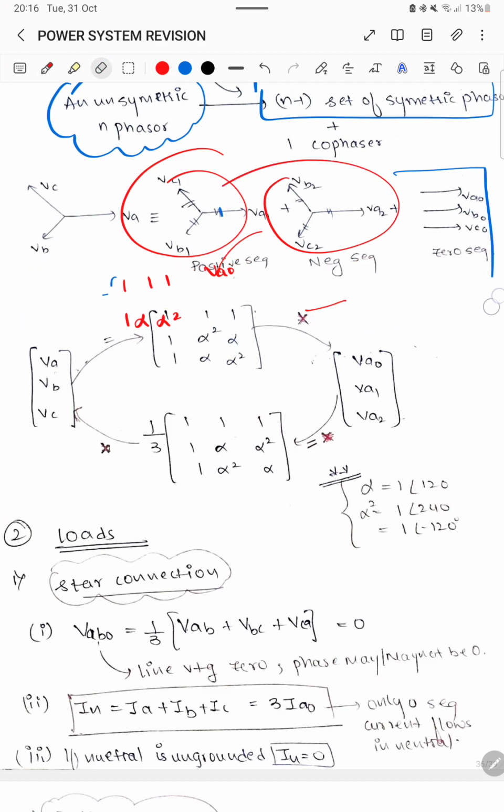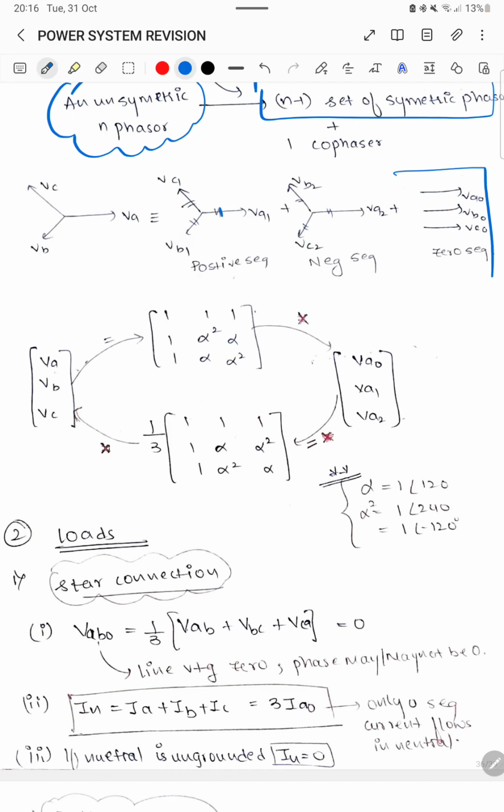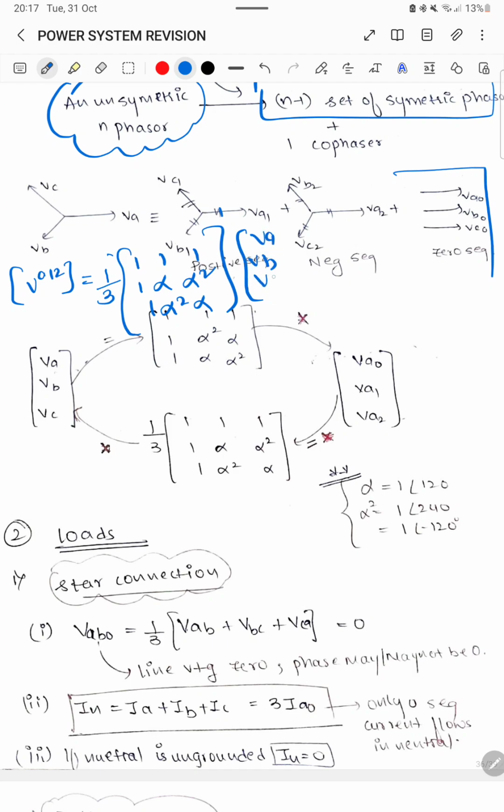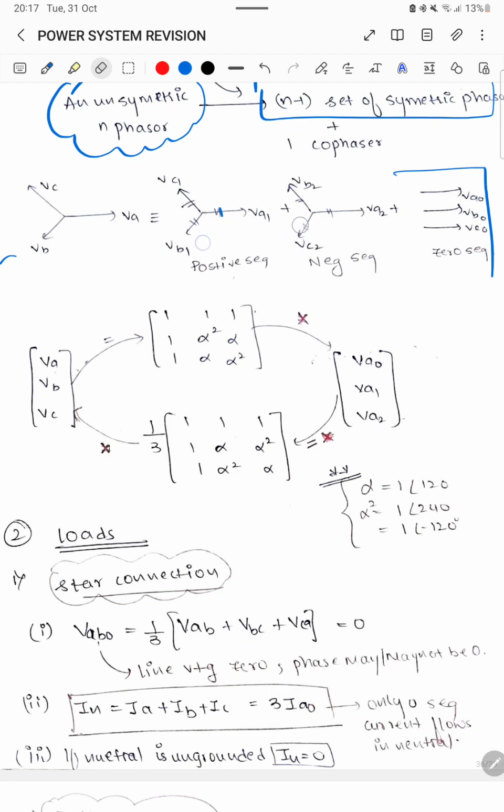So we have seen conversion of VA0, VA1, VA2 to VABC. Now let's say we are given VABC and want the symmetric sequences. In that case, the formula is 1 by 3 times matrix 1 1 1, 1 alpha alpha square, 1 alpha square alpha, times VA, VB, VC. Given this, if we need to find symmetric sequences, we will use this particular conversion matrix.